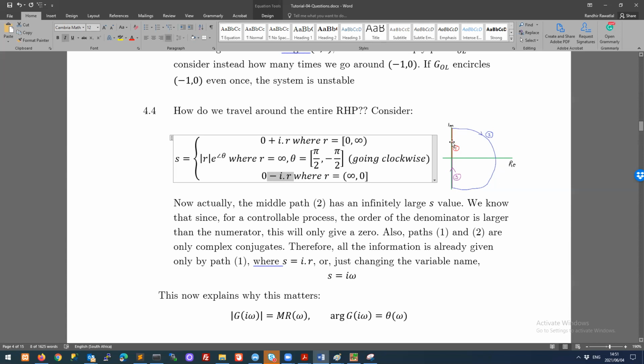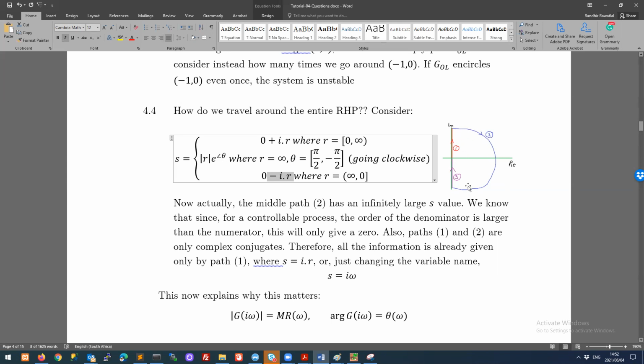So do you agree then that this path will encircle the entire right-hand plane? Right, so I'll take that as a confirmation that you agree that this is going around the whole right-hand plane. Okay.